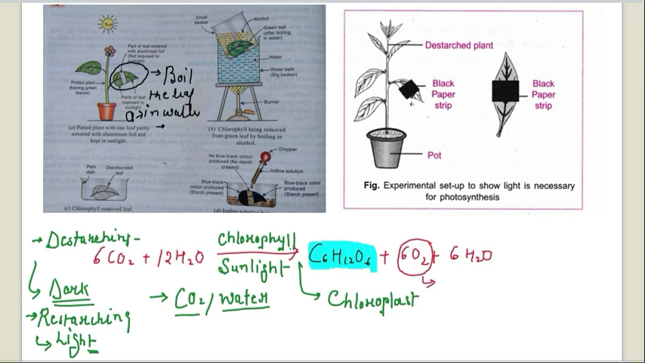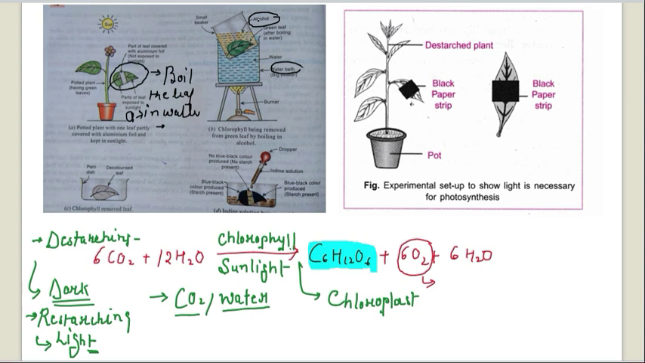After that, we take the leaf out and give it an alcoholic water bath. Here, this is the water. This big beaker has the water, and it is over the flame. And the beaker inside this one has the alcohol.